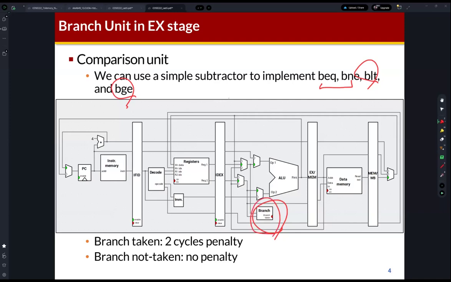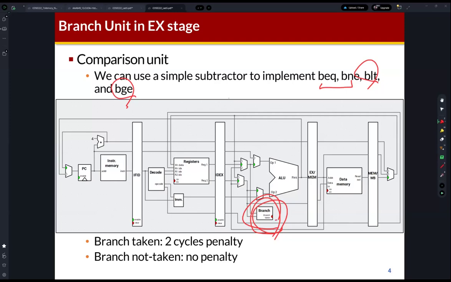We assume that a dedicated branch unit is in the EX stage. It is separate from the ALU, right? In a single cycle processor design, we can use the ALU for the branch instructions, but for this five-stage pipeline architecture design, we assume the dedicated branch unit is in the EX stage, and this branch unit performs subtraction.